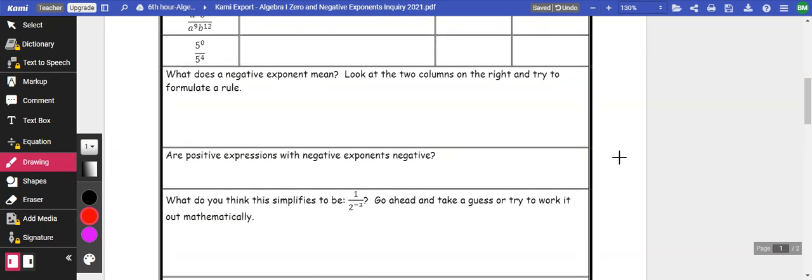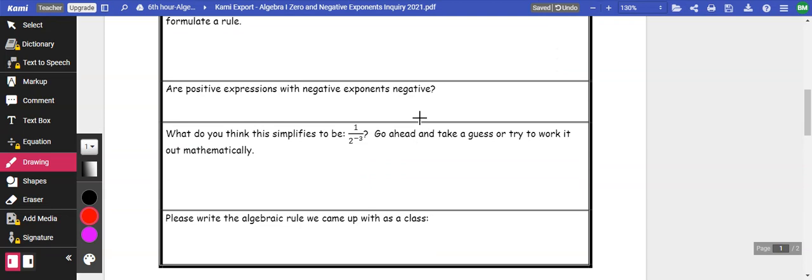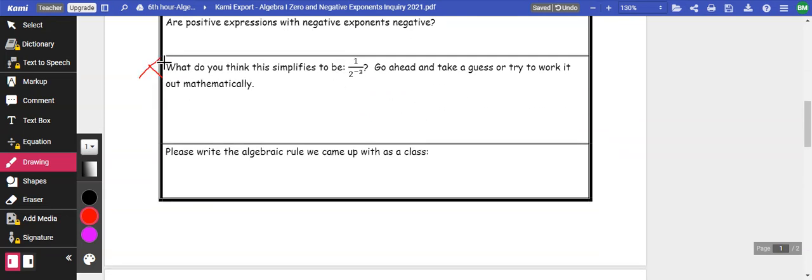So some things about this, I'm going to skip right here to this one. 1 over 2 to the negative 3 is the same thing as 2 to the third. So we know a to the negative n is the same thing as 1 over a to the n. They are the same.